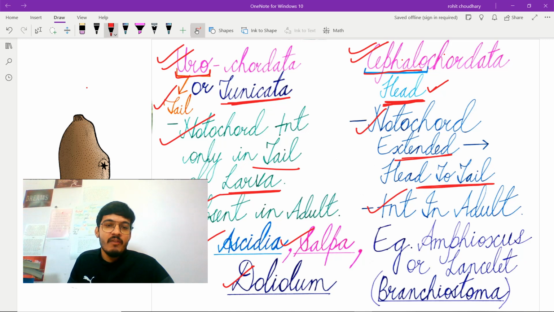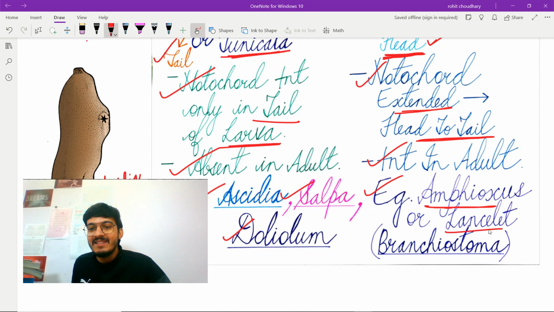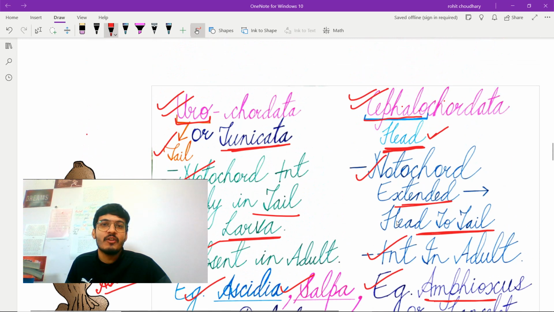This picture is of ascidia. In ascidia, the tail is present in the larva, but in the adult, the tail is absent. Examples under cephalochordata are Amphioxus, also known as lancelet, and the zoological name is Branchiostoma. So this was all about the contrasting characters of urochordata and cephalochordata.